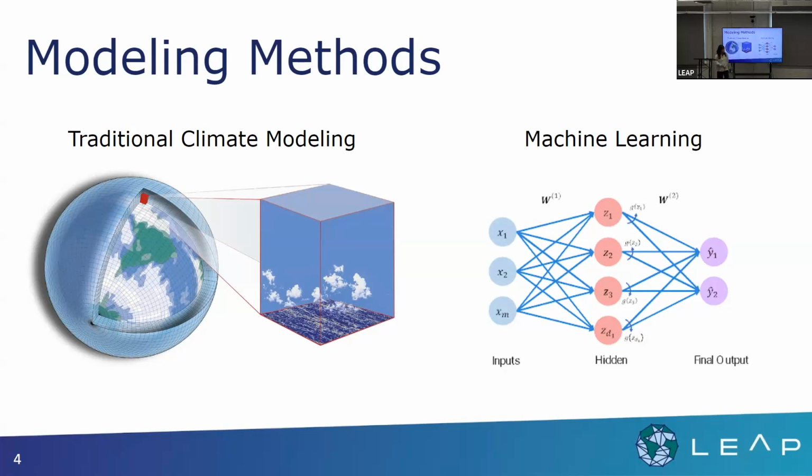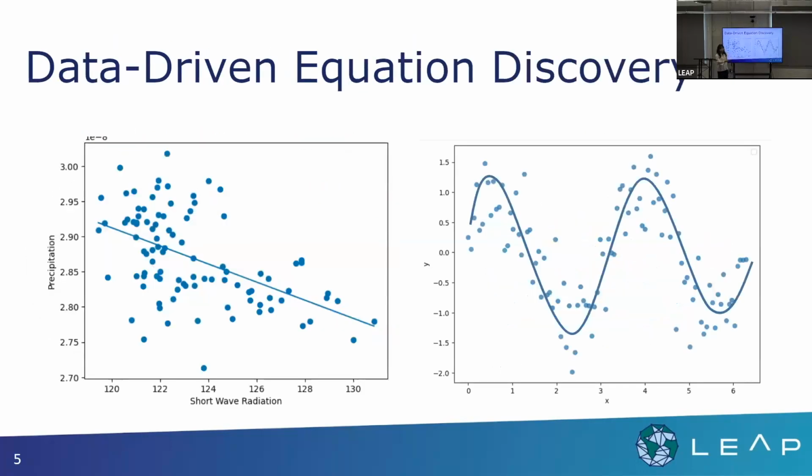To overcome that issue and the computational expense of modeling these smaller subgrid scale processes, people are looking into machine learning. That's great as well because it's more accurate and more efficient. But the problem with machine learning is that the models aren't always interpretable. You can ask the machine learning model how it got that answer, and it won't be able to tell you. It just knows the pattern, it doesn't know the why behind it. A way to overcome both of these issues is equation discovery.